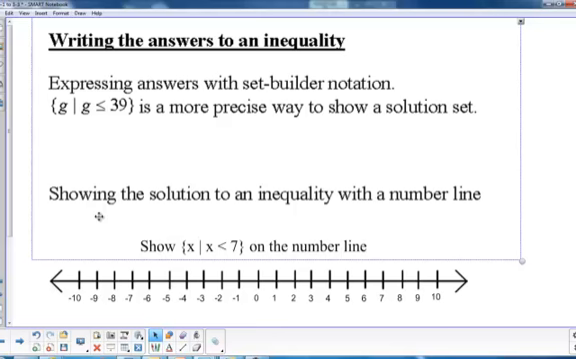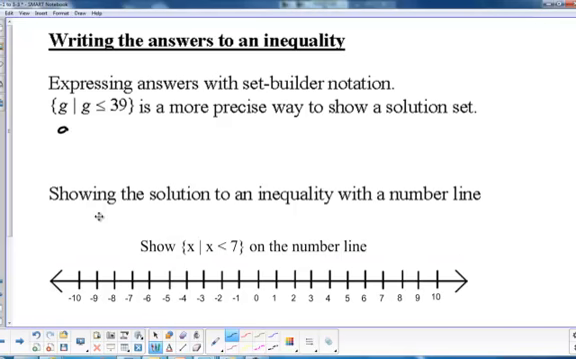Like this means g, the solution set for g, are the numbers such that g is less than or equal to 39. That's the most precise way to write the solution set.